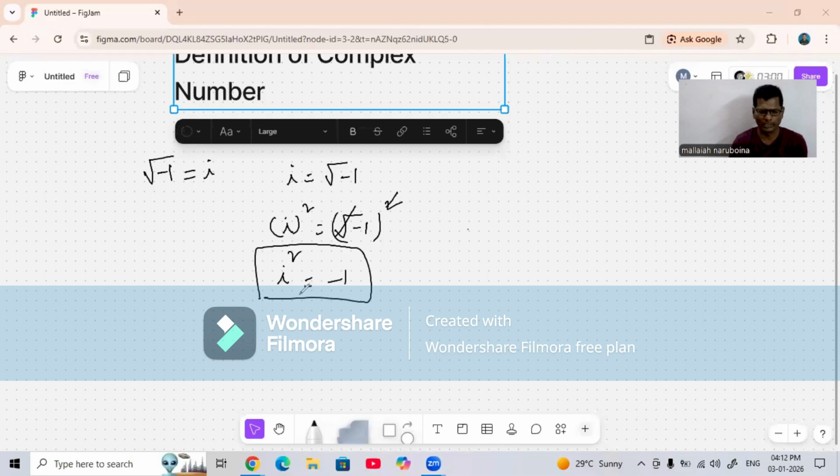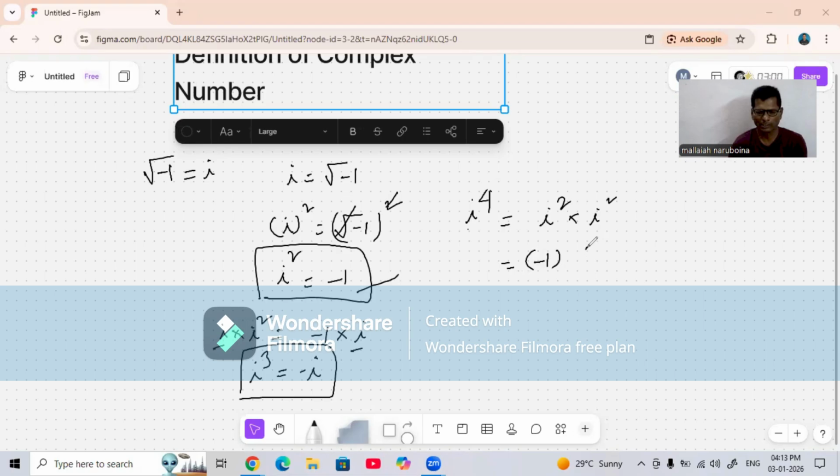Again, we multiply both sides by i. So i into i square is i cube, and on this side minus 1 into i, that is minus i. So i cube value is minus i. Similarly, i to the power of 4 can be written as i square into i square. The i square value we know is minus 1, so here also minus 1. Minus into minus is plus 1.